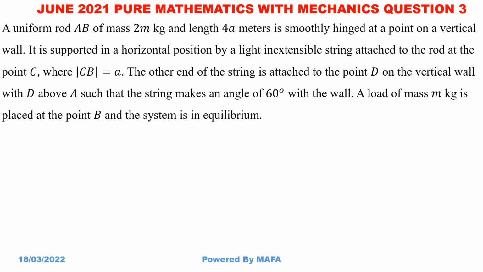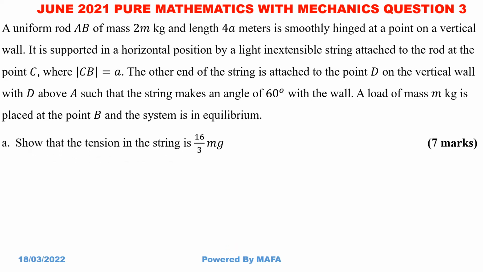The question reads: a uniform rod AB of mass 2m kilograms and length 4a meters is smoothly hinged at a point on the vertical wall. It is supported in a horizontal position by a light inextensible string attached to the rod at the point C, where the distance CB is equal to a. The other end of the string is attached to the point D on the vertical wall, with D above A, such that the string makes an angle of 60 degrees with the wall. A load of mass m kilograms is placed at the point B and the system is in equilibrium.